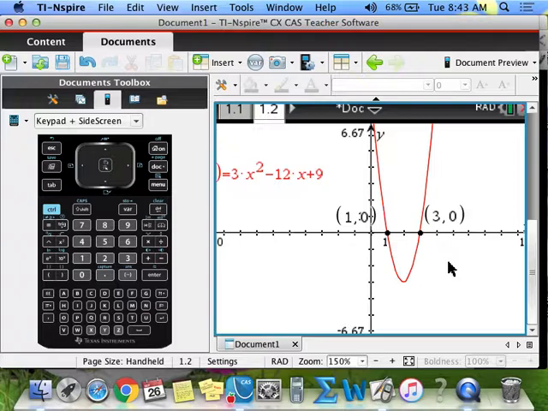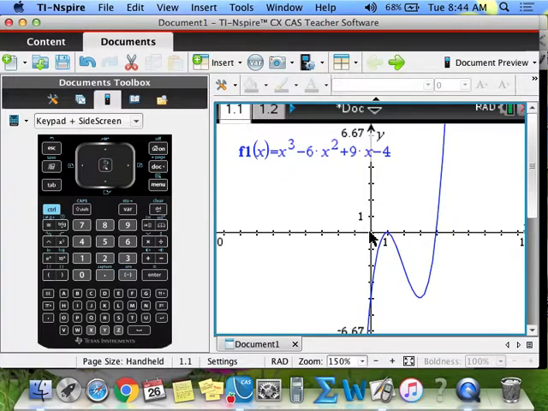So, from 0 to 1, the velocity is positive, so it's moving to the right. From 1 to 3, the velocity is negative, so it's moving to the left. And from 3 to infinity, the velocity is positive, so it's moving to the right. We get the same thing on this graph by finding the maximums and the minimums, which we've already found.